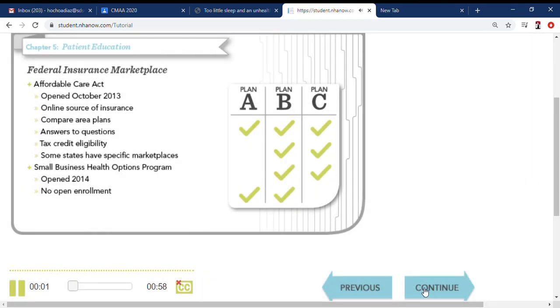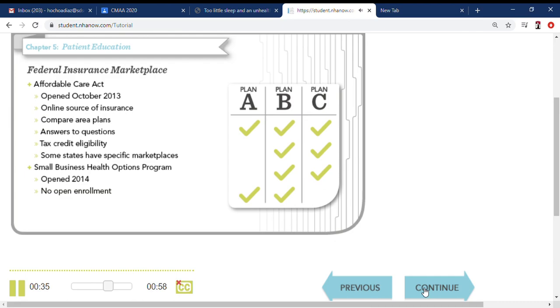The ACA gives individuals and families another place to go for health insurance, the Federal Insurance Marketplace. Opened in October 2013, the Marketplace provides consumers with an online place to shop for health insurance. Consumers can compare plans in their area, get answers to questions, and find out if they're eligible for tax credits, which are available for private and some government insurance plans. Some states have marketplaces set up where consumers can shop as well.